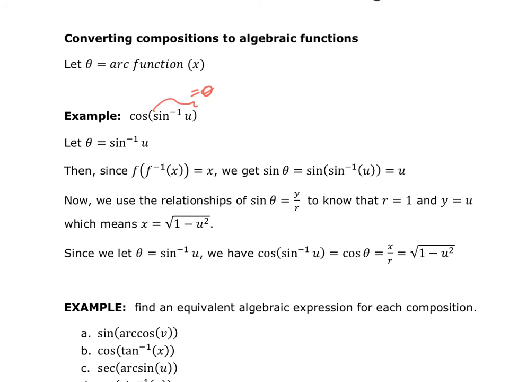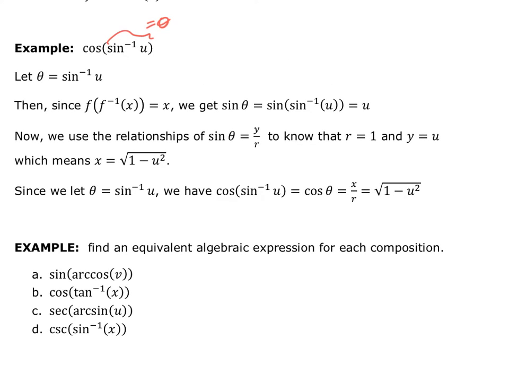So going through this example, the first thing I did, like I did before, is I let that arc sine or sine inverse equal to theta. Take the sine of both sides. So I get sine theta is equal to u. Sine theta is y over r. Y is u, r is 1. That means x must be my radius squared minus my y squared. So 1 minus u squared. So my final answer is just going to be the square root of 1 minus u squared.